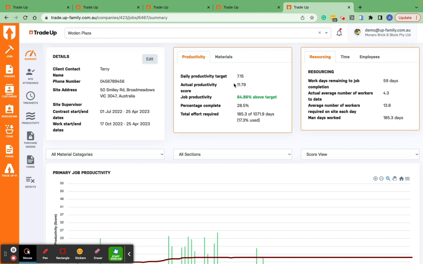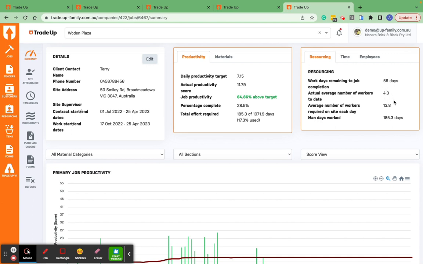He's actually smashing it on his productivity, so that's great. We're doing really, really well there. He's 28% complete on the job. He's only used 17% of his labor, so that's awesome. But the problem here is he's got 59 work days to go. We've only been having 4.3 guys on site every day.